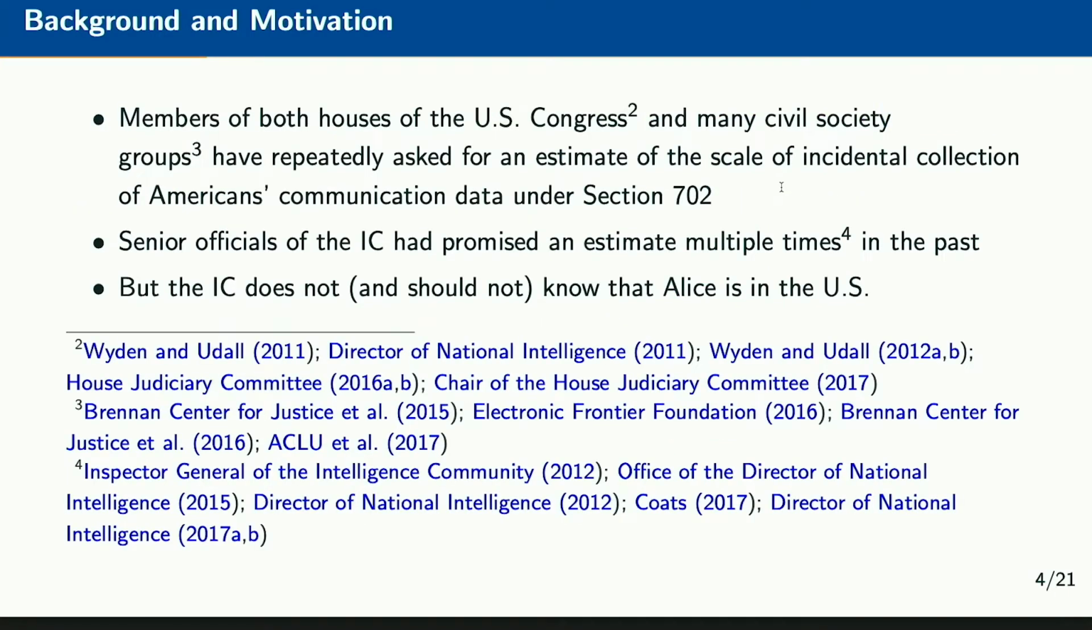So members of both houses of Congress and civil society groups have repeatedly asked the IC for an estimate. Almost every year, letters to that effect are sent to the Office of the Director of National Intelligence. The intelligence community maintains that they cannot estimate incidental collection without a massive manual effort and without infringing on people's privacy. In this paper, we propose a possible way forward.